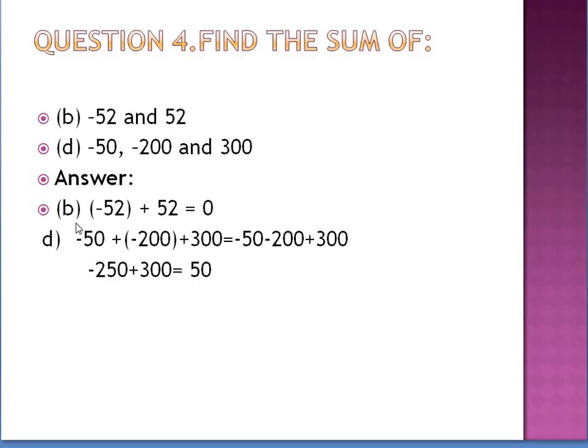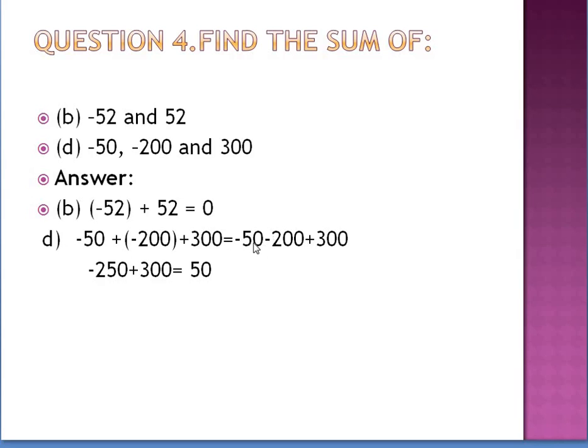So students, this correction was done. This question was correct. The solution here was of a different sum earlier, so I have done the correct solution here. See here, we have to add minus 50 plus minus 200 plus 300. You know that if it is plus before the bracket, you can remove the plus.